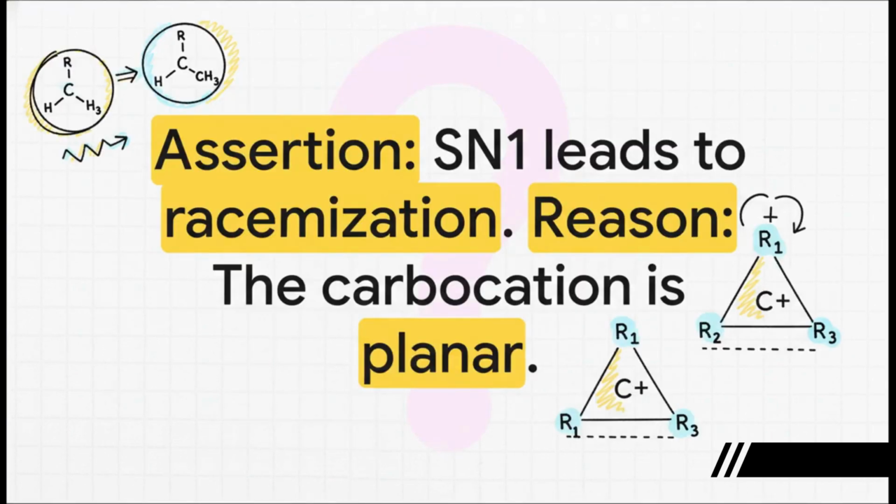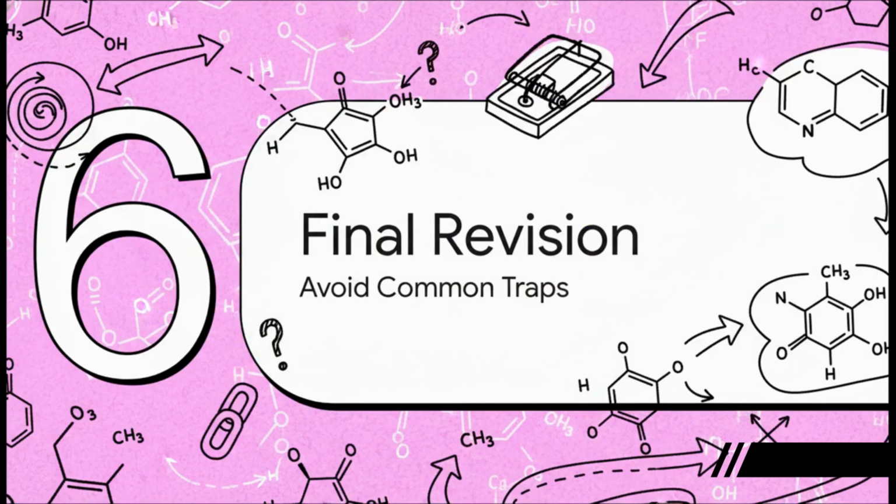Let's level up. Assertion reason questions really test if you understand the why. So assertion A says SN1 leads to racemization, and reason R says the carbocation is planar. Are they both true? And more importantly, is R the correct explanation for A? Pause and really think this one through. Okay, so the answer: the assertion is true, the reason is true, and the reason is the correct explanation for the assertion. It's because the carbocation is flat that the attack can happen from both sides, which is what leads to racemization. Fantastic work if you nailed that.